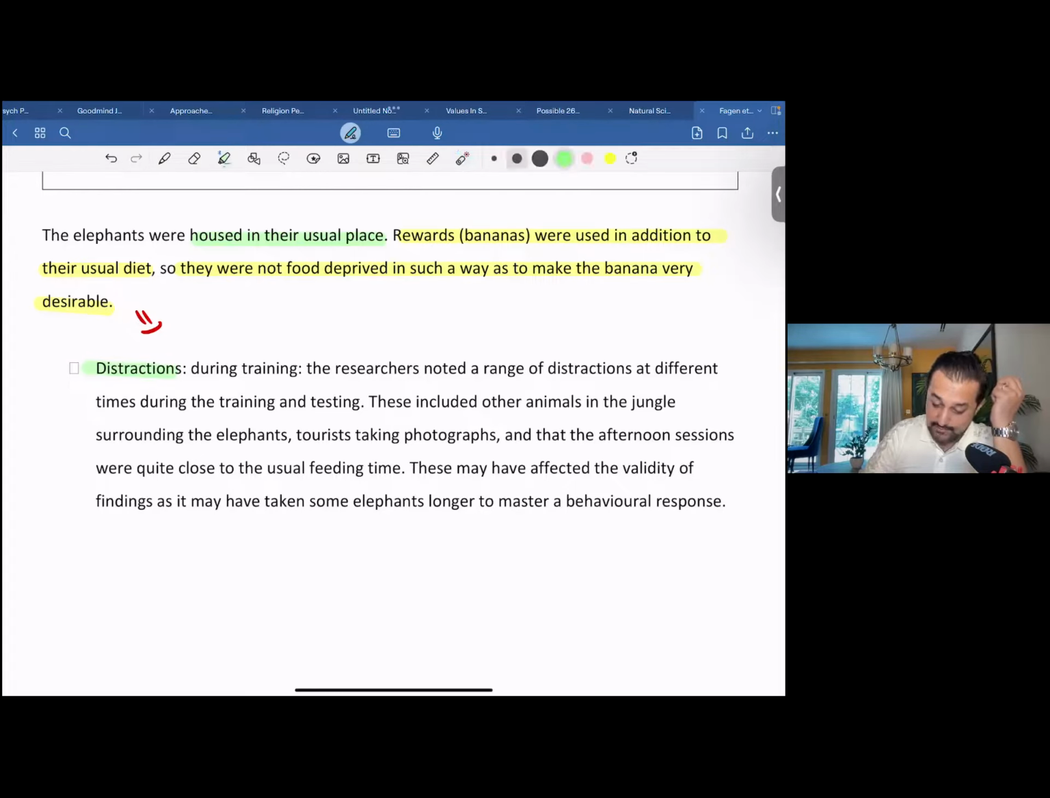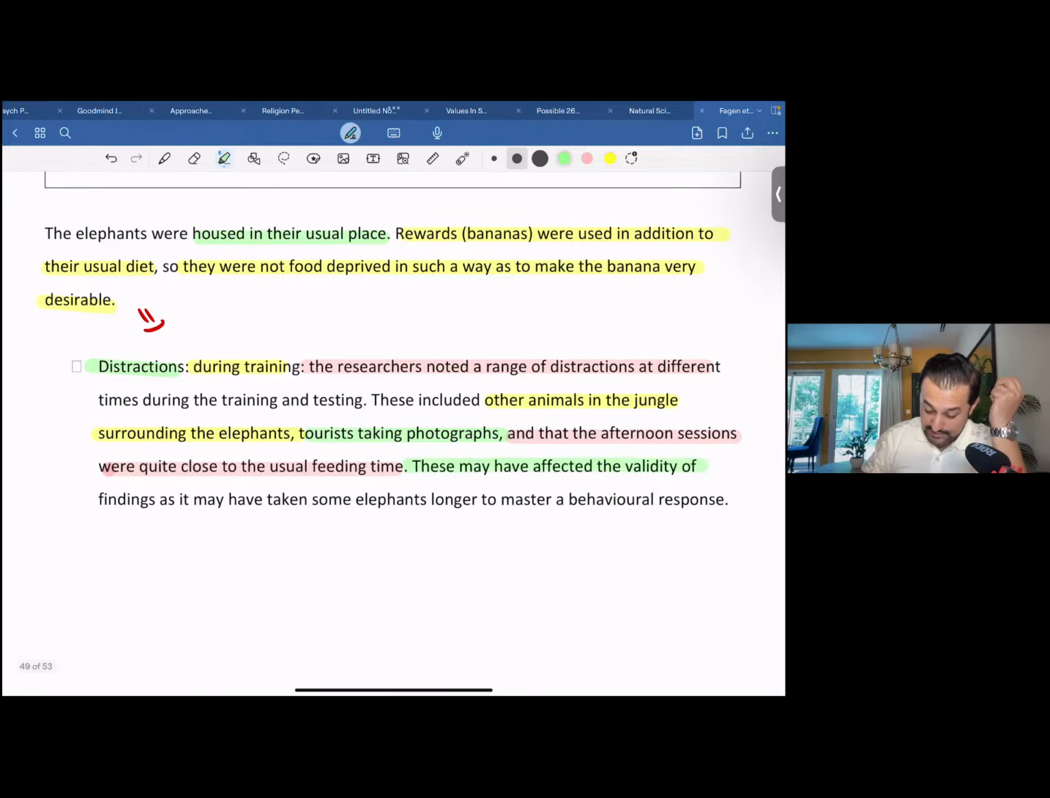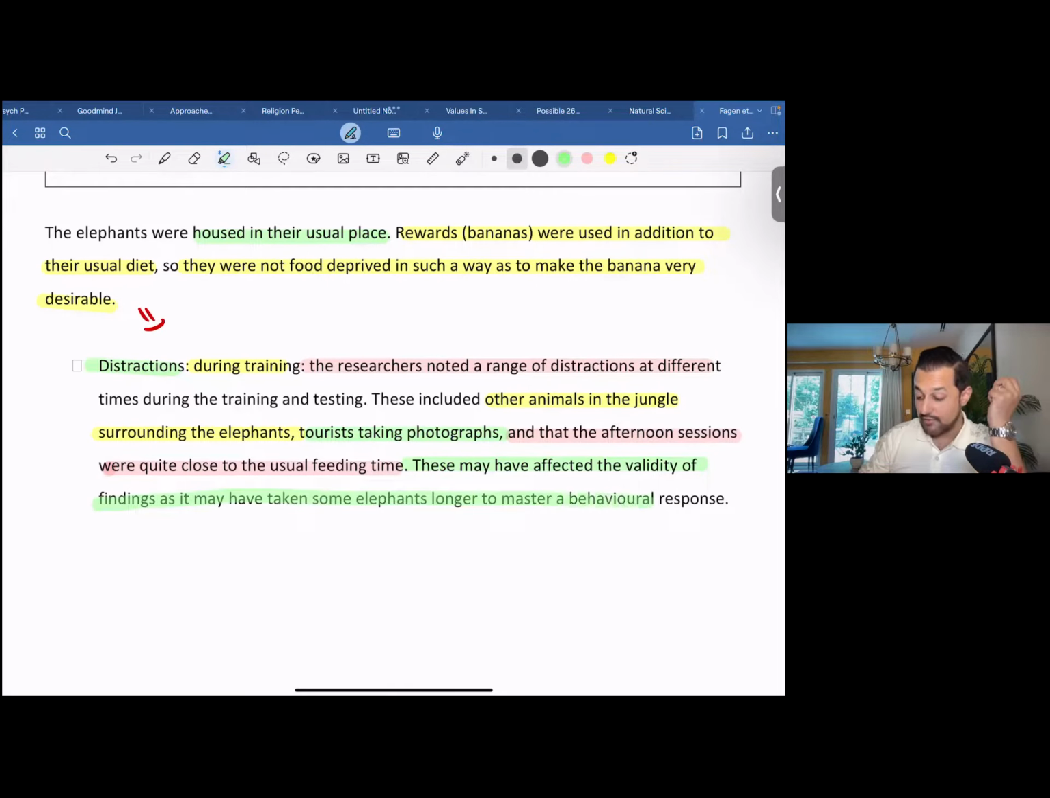Distractions during training. The researchers noted a range of distractions at different times during the training and testing. These included other animals in the jungle surrounding the elephants, tourists taking photographs, and that afternoon sessions were quite close to the usual feeding time. These may have affected the validity of findings, as it may have taken some elephants longer to master a behavioral response.